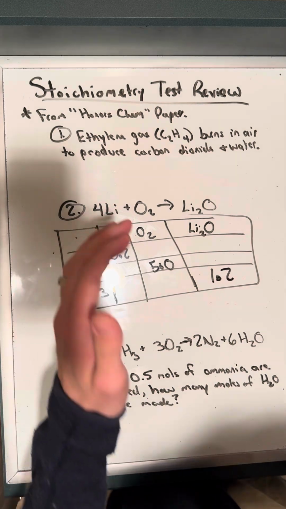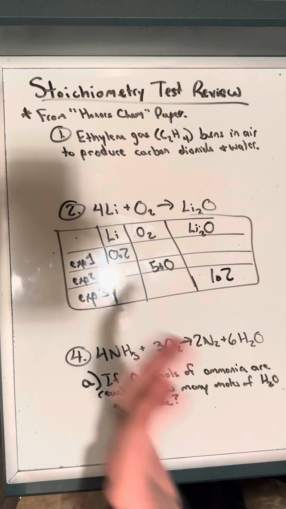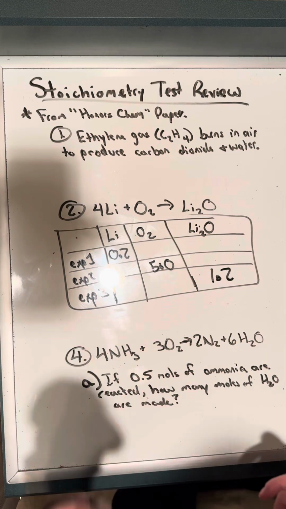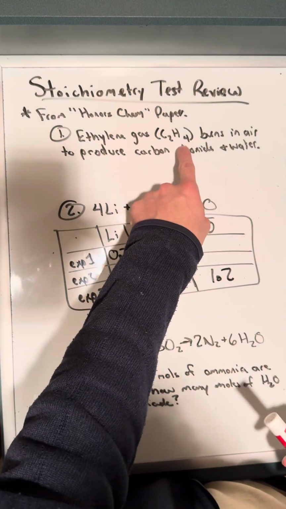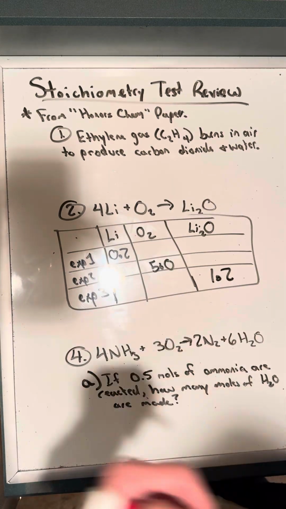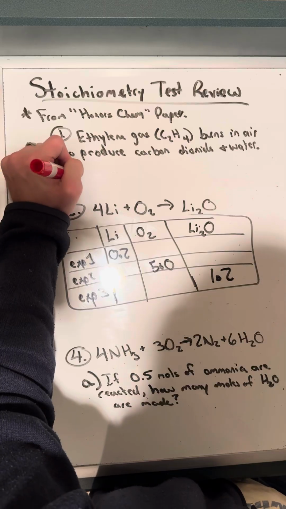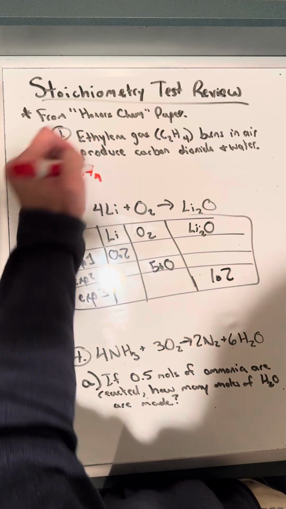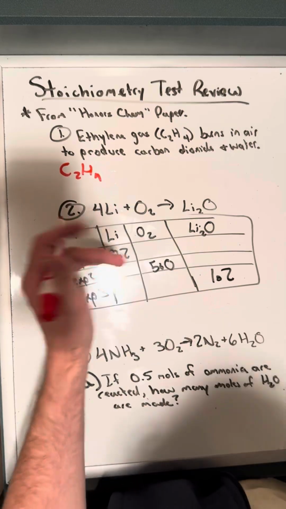The first question gives you a word problem, and it wants you to translate that word problem into a chemical equation and balance it. It says ethylene gas, C2H4, burns in air to produce carbon dioxide and water. So it tells you already that you have ethylene gas, C2H4. That's one of your two chemicals. It's being combined with something, and the thing it's being combined with is air.